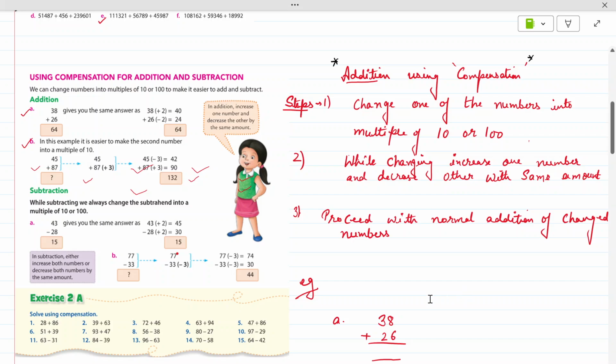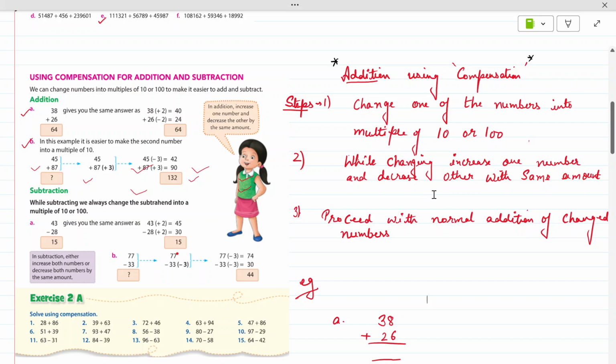Okay. So let us start with addition. Addition using compensation has the following three steps. I will go through the steps and then I will take one example to show how this has to be done. The first step is change one of the numbers into a multiple of 10 or 100. We will have a minimum of two numbers to add. So we will pick one of the numbers and change that number to a multiple of 10 or 100. We will have to identify first which number is easier to make a multiple of 10 or 100. We will pick that number and change it.